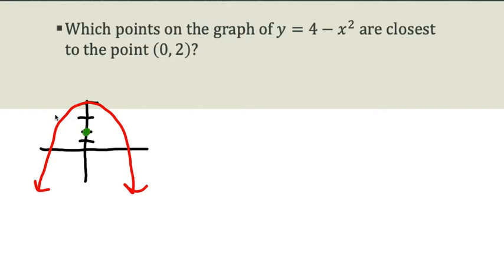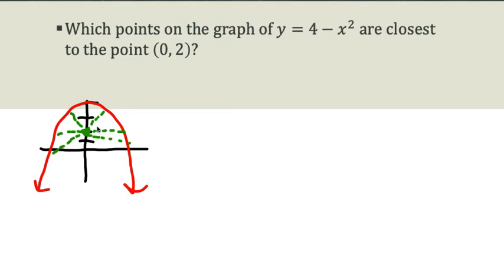So now we know that this point here at 0 is 2 units away, right? If we go straight up to that vertex, that's 2 units away. But is there a point somewhere else on this graph that would give us a smaller distance, right? Because we want to know the closest. So that's what we're trying to see.